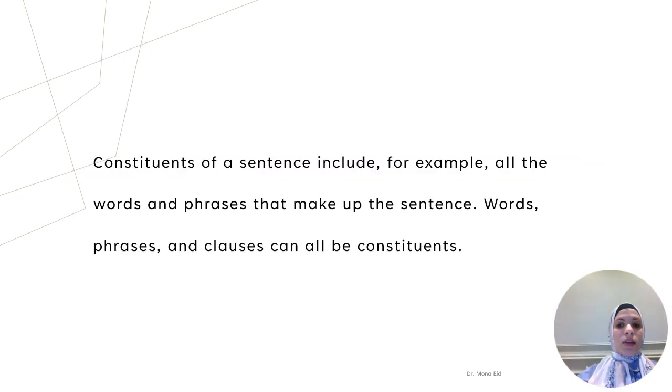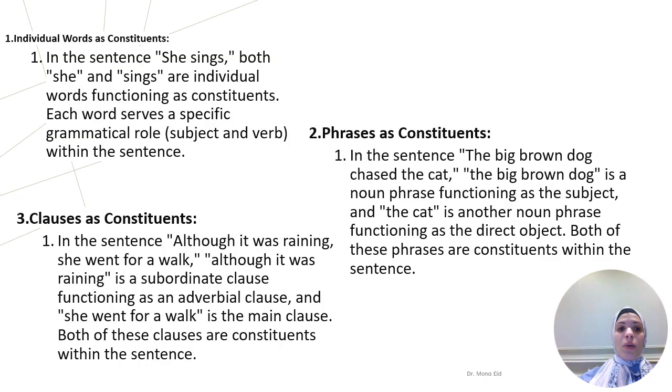Constituents of a sentence include, for example, all the words and phrases that make up the sentence. Words, phrases, and clauses can all be constituents. What does that mean? That means that we can have individual words as constituents. For instance, in the sentence she sings, both she and sings are individual words functioning as constituents. Each word serves a specific grammatical role, subject and verb, within the sentence.